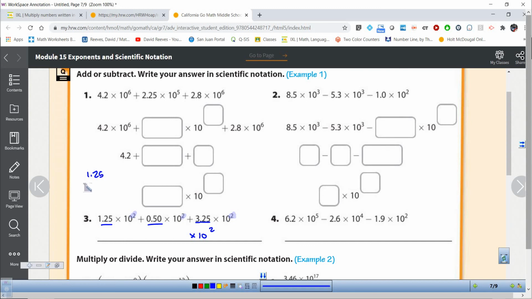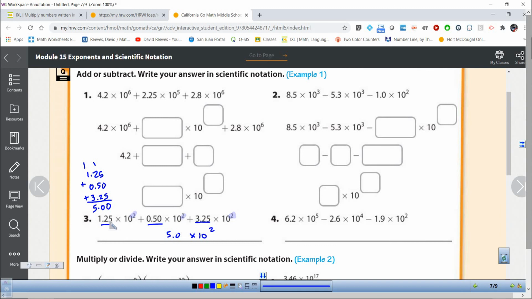So I have 1.25 plus 0.50 plus 3.25. I'm going to add those together. Again, I lined up the decimals. 5 plus 5 is 10, carry the 1. 3 plus 5 is 8 plus 2 is 10, carry the 1. And 1 plus 1 is 2 plus 3 is 5. So I get 5.0 times 10 to the second power.